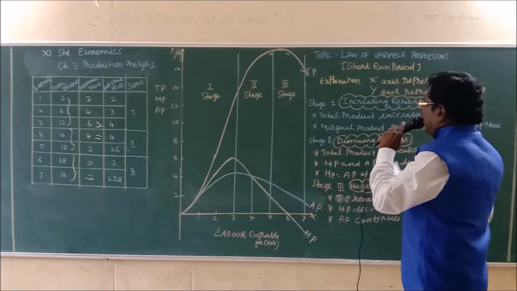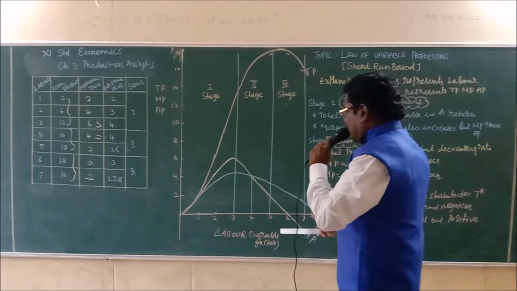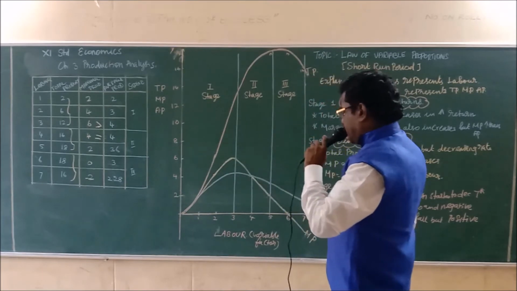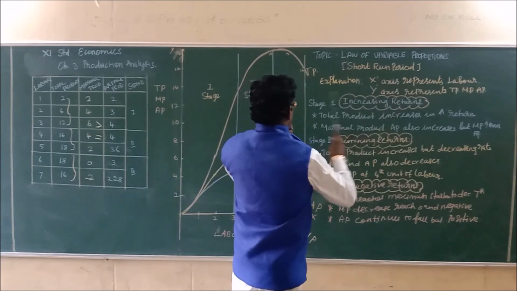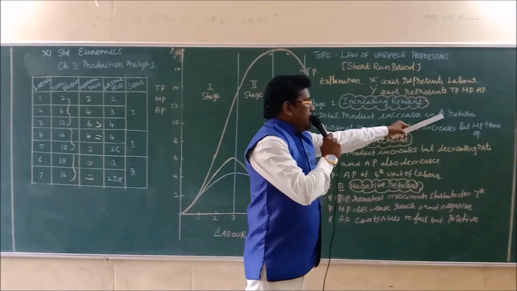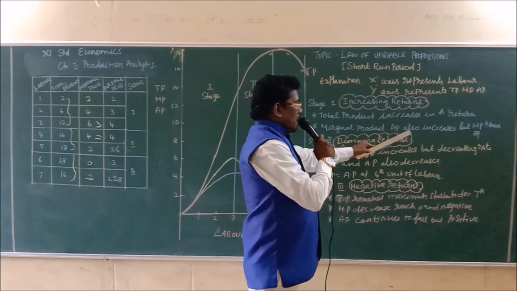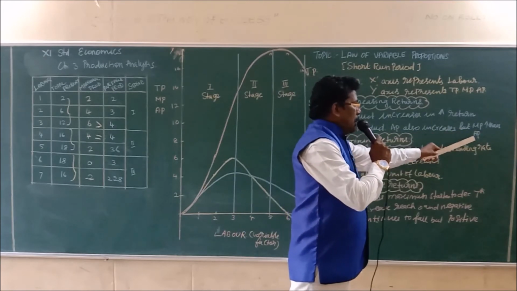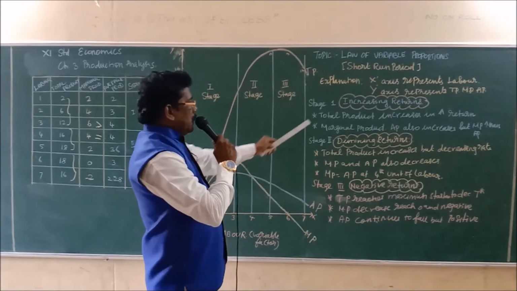Then the explanation, increasing rate of return. Before that, the x-axis represents the unit of labor, and the y-axis represents the total production, marginal production and the average production. I already explained stage 1, increasing returns. The total product increases at increasing returns. The marginal product and the average product also increase, but the marginal product is higher than the average product. This is the first stage. I repeat once again, increasing returns.